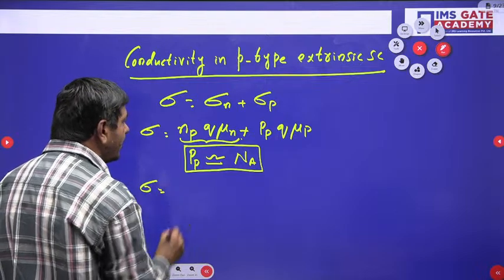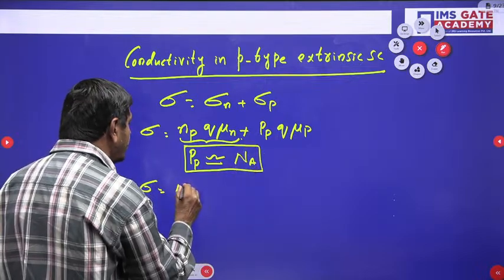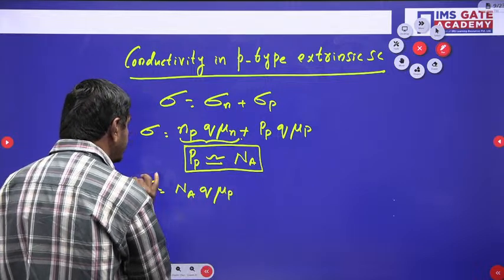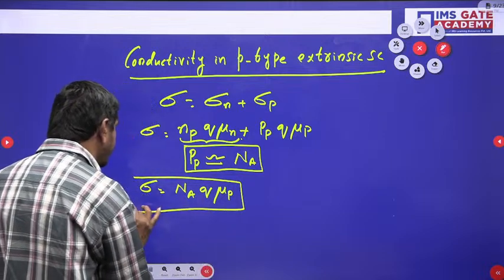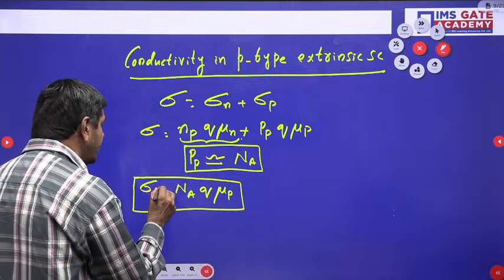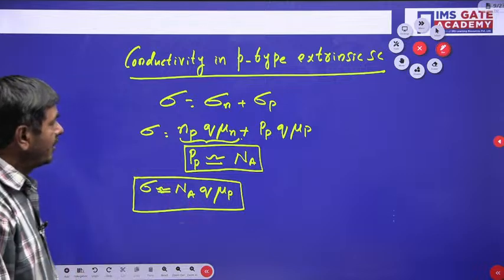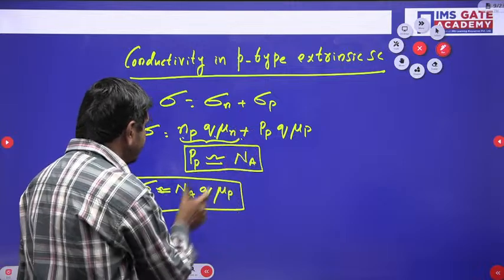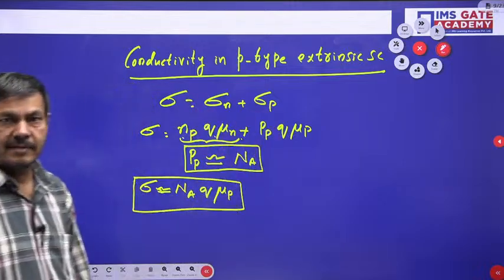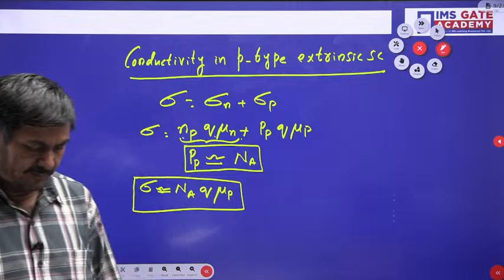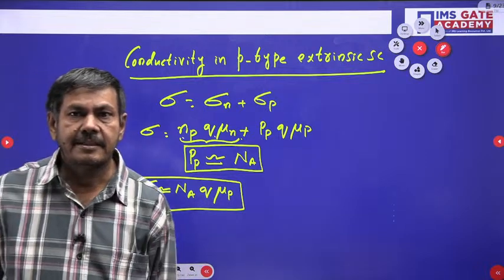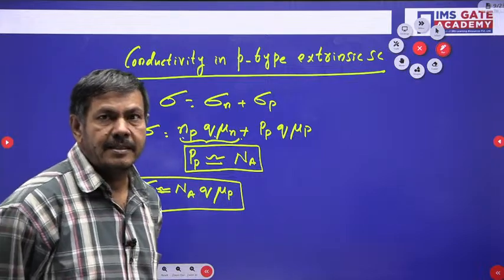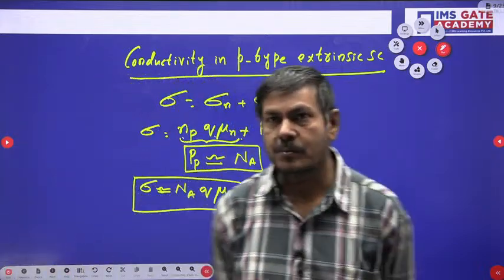Finally, sigma equals Na into Q into mu p. By using this formula, you can determine conductivity. This is an approximate value only. But if I want the exact value, it is Np into Q into mu n plus Na into Q into mu p. This slight variation only will come. Like that, the determination of sigma is made. So far you followed, I hope.